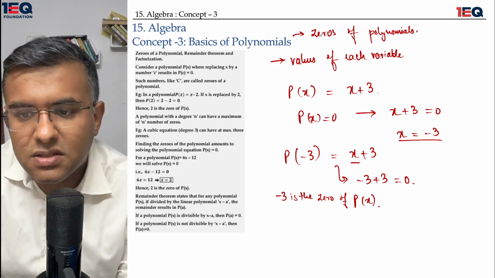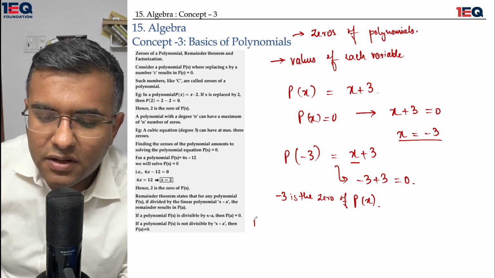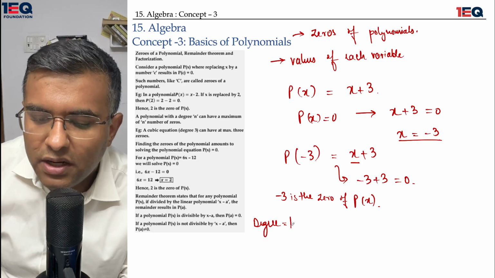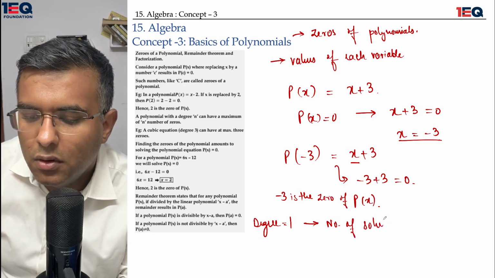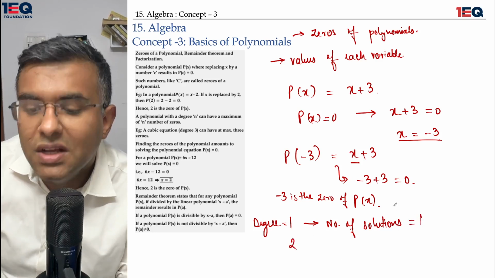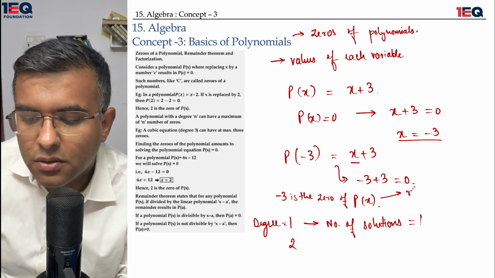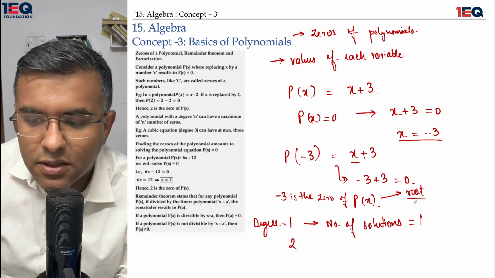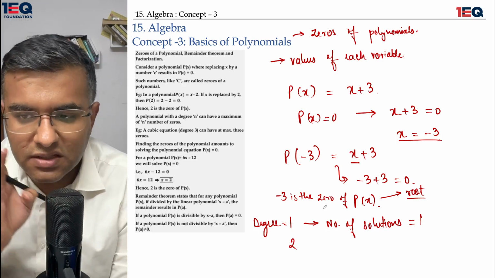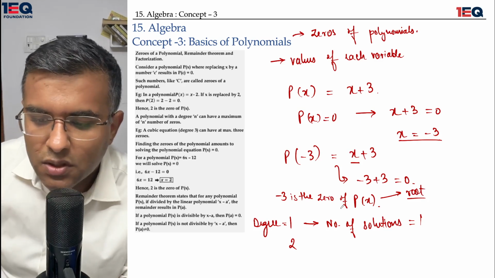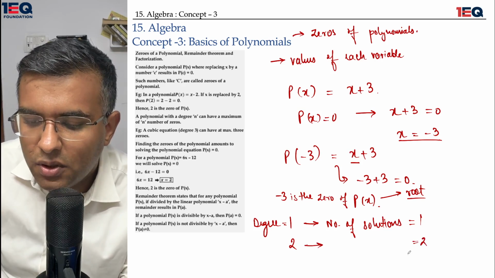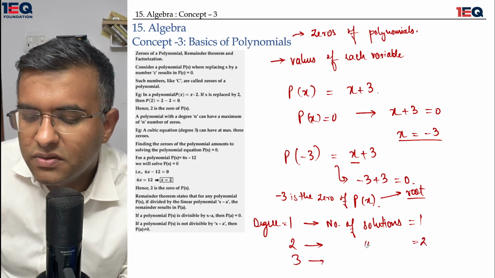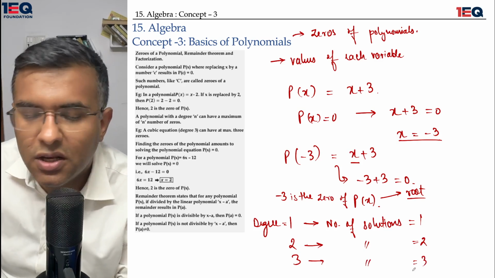So in such polynomials, whenever the degree is 1, the number of solutions is also equal to 1. Similarly, minus 3 is also called the root of the equation. This is one important concept: whatever are the zeros, the solutions, they are also called the roots. So the number of solutions is 1 for degree 1, 2 for degree 2, and for degree 3 and so on, the number of solutions is going to be equal to the degree of the polynomial.